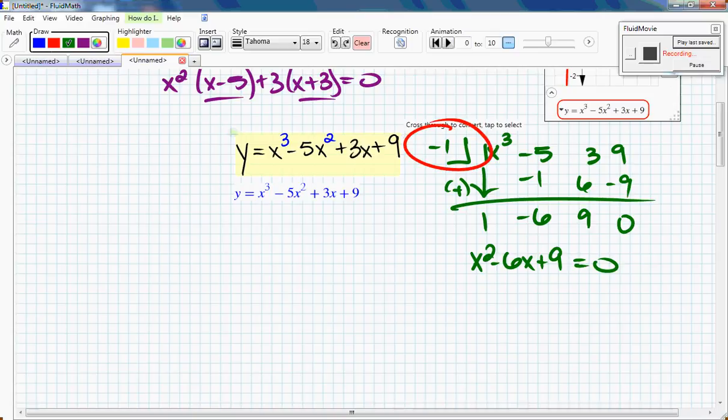To find the other 2, we could either use the quadratic formula, or in this case, factor pretty easily. This would be x minus 3 times x minus 3, therefore our zeros are 3 and 3, or 3 with the multiplicity of 2. And that is how you would solve question 55 from the Advanced Algebra 2 homework.